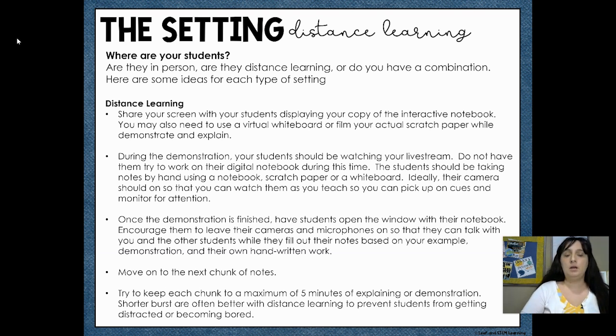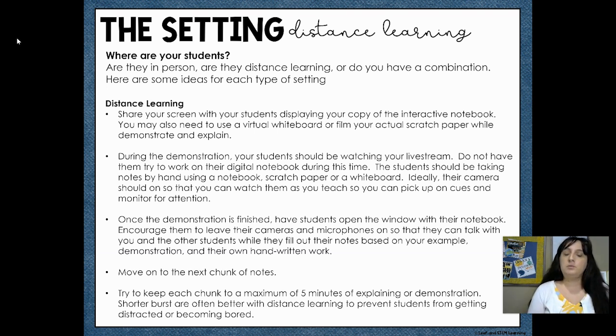Once you're done with your chunk of teaching through your live stream, or if it's a recording, tell them, watch the recording. While you're watching the recording, you've got your paper out. Don't try to do them both at once.